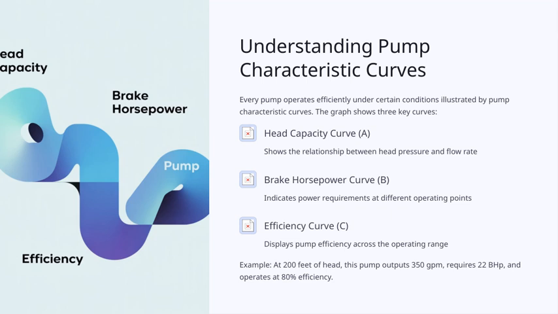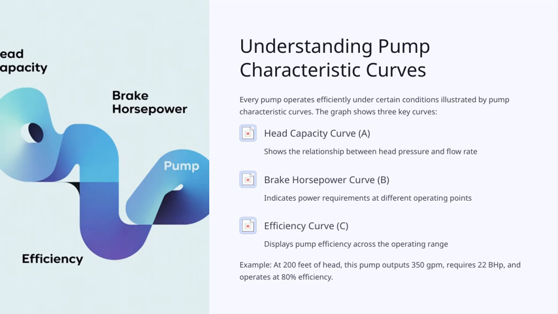Next, the brake horsepower curve, labeled as B, indicates the power requirement at various operating points. This helps us understand how much energy the pump needs to deliver certain flows and heads. Finally, the efficiency curve, labeled as C, shows us how efficient the pump is across its operating range. The goal is to operate the pump where it performs most efficiently, saving energy and reducing costs. For example, at 200 feet of head, this specific pump outputs about 350 gallons per minute, requires roughly 22 brake horsepower, and runs at around 80% efficiency.